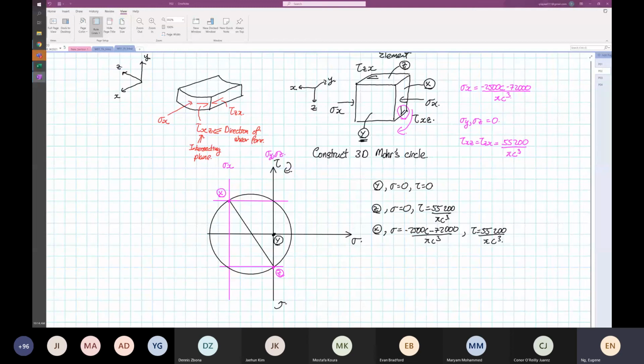Okay, now back to here. So now this circle over here is a 2D Mohr circle. Next, we're going to construct the other two circles. Don't worry about it now. How I construct the other two circles is from point X. So this is the other circle, and then this is the other circle, and we have one more.